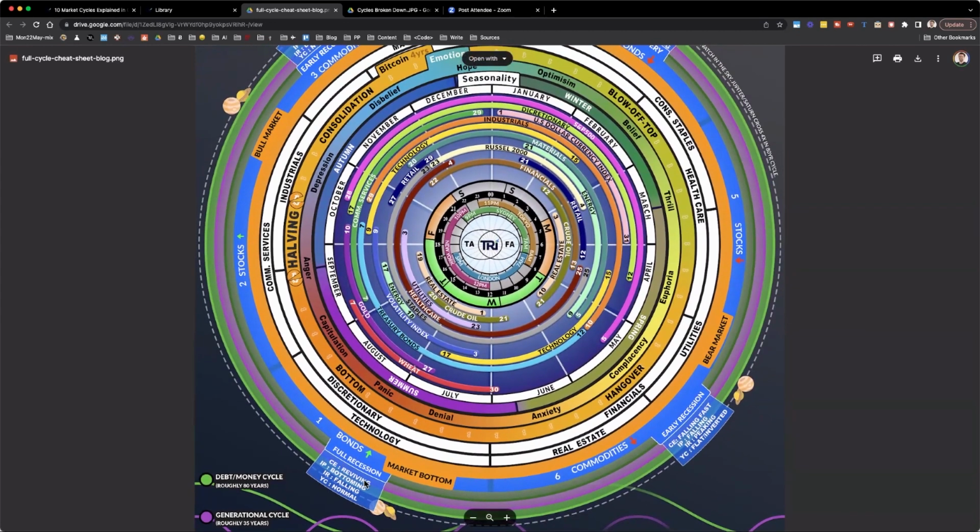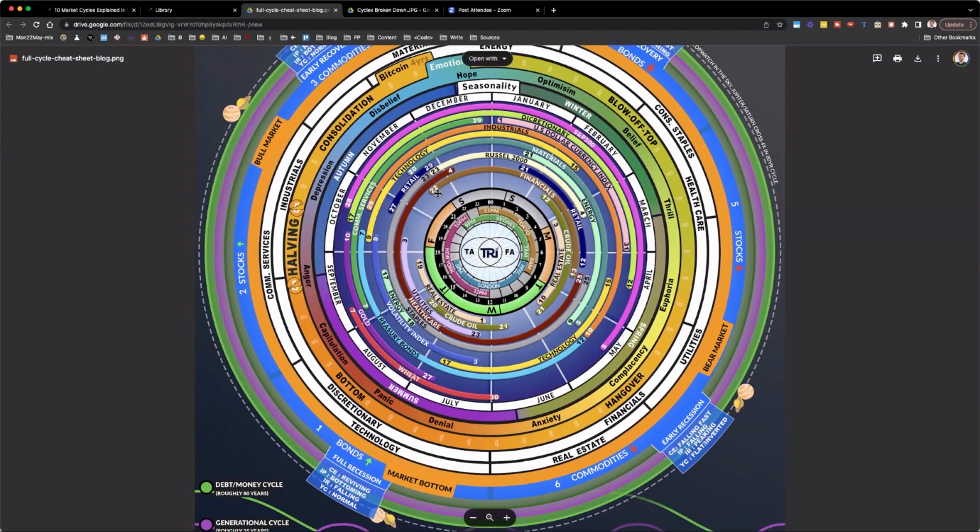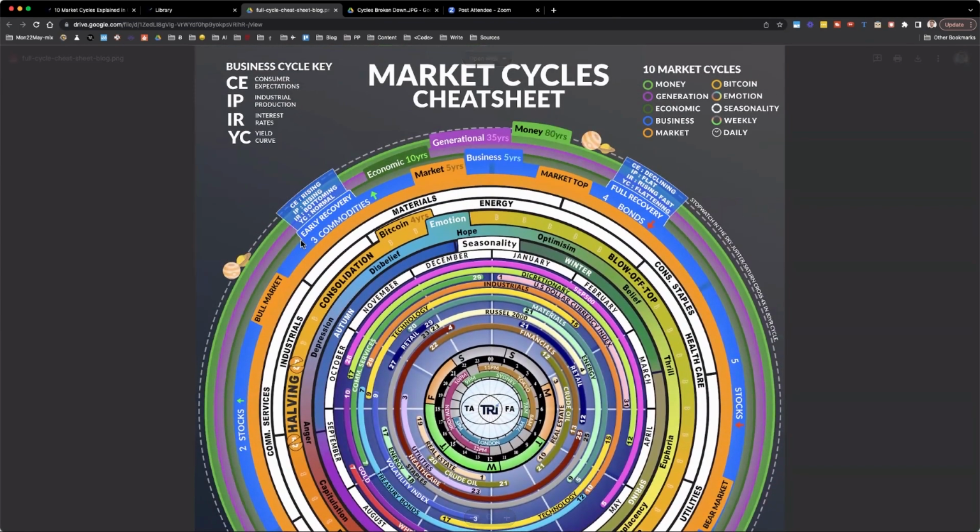And the way you know where you are is you look at this key over here. So let's take one of the top ones. In the early recovery section, you can see CE, which up here in the business cycle key shows consumer expectations. CE should be rising, industrial production should be rising, interest rates should be bottoming, and the yield curve should be normal. If all of that happens, you know we're into early recovery. And then that will tell you what's coming next. So market top will be coming next, and then a full recovery will be coming.